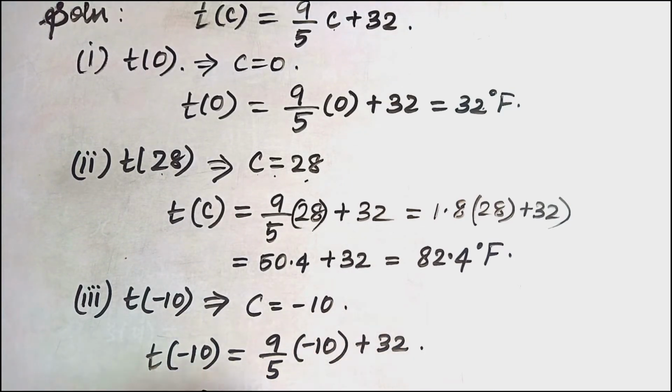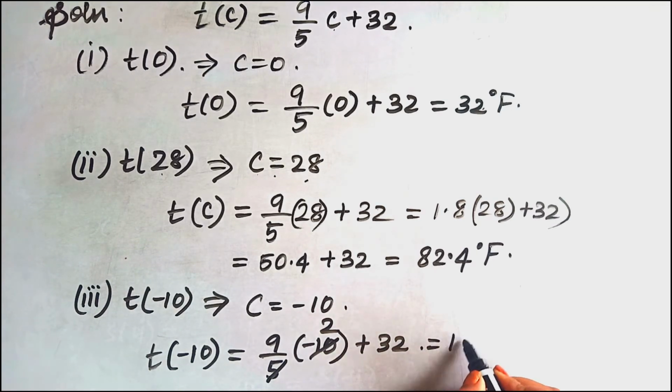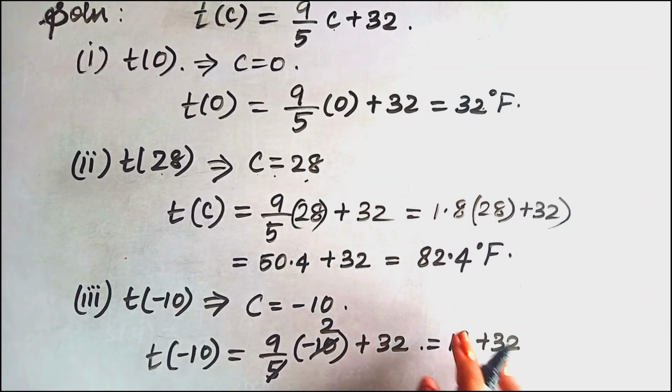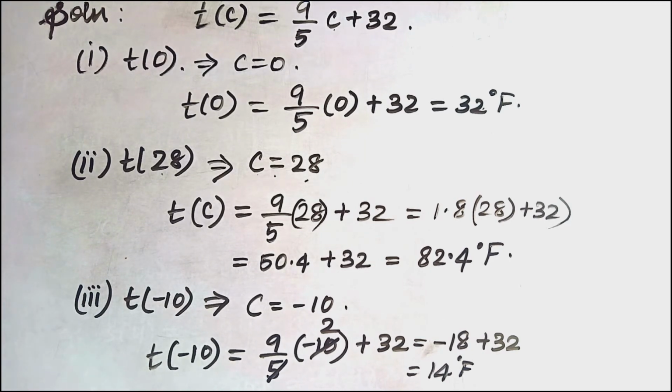Okay, now let's cancel this 5 into 2. Okay, then we'll get an answer. 9 2s are 18 plus 32. The answer will be, before that we have a minus here, so let's substitute a minus here. So minus 18 plus 32, the answer will be 14 degree Fahrenheit. And now let's go to the fourth subdivision.